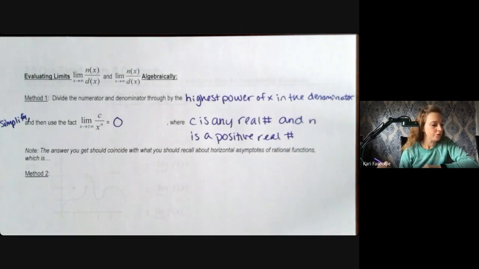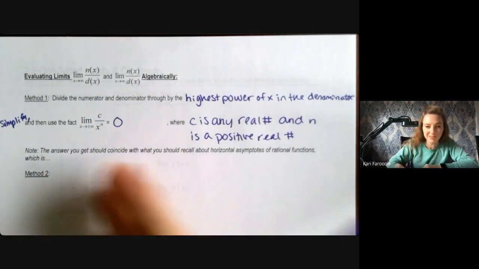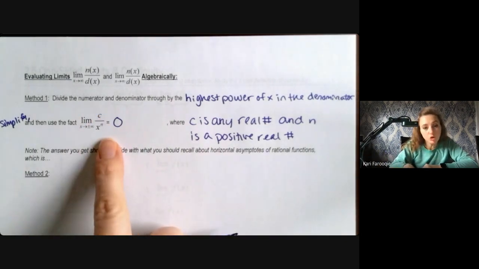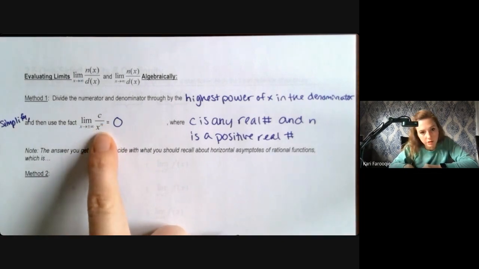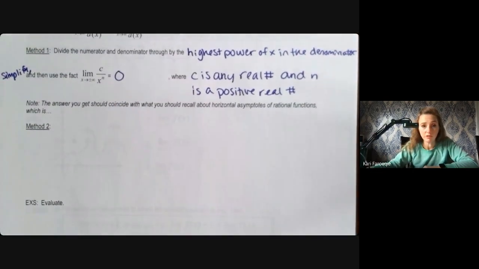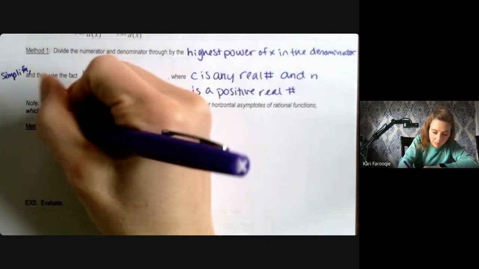Note, the answer you get should coincide with what you should recall about horizontal asymptotes of rational functions, which is what leads us into talking about method 2. Now, this is kind of like the new method for doing things, method 1. Method 1 is like the calculus method. If you were to take either this class or Calc 1 or Calc 2, you would use this fact a lot. Although method 2 is another fact that you would use in both classes. It's something that comes directly from algebra. So these are rules for horizontal asymptotes.